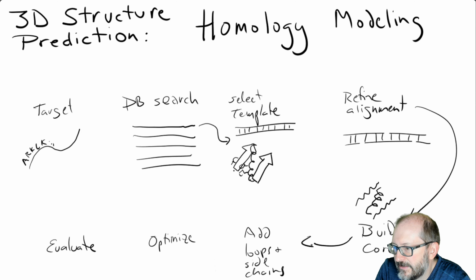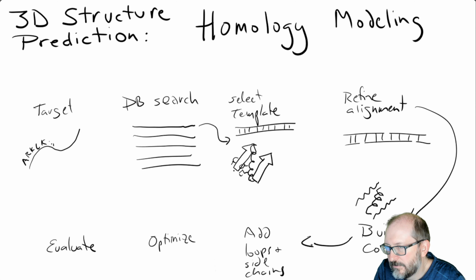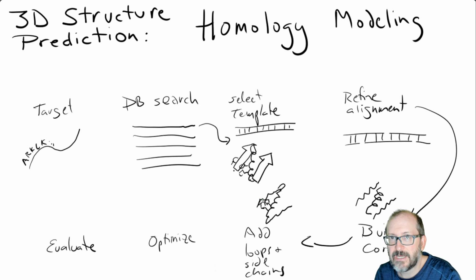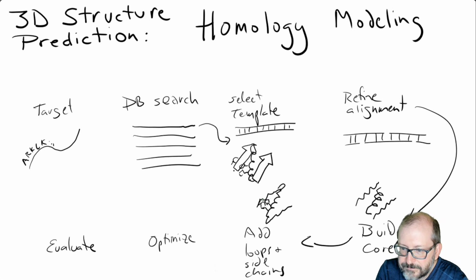And actually, these two steps, the loops and the side chains, are done with completely different methods. But anyway, like we say, we started out with this backbone only structure of the core, and we added these loops connecting these secondary structure elements, and then we started to build in our side chains. And there are unique challenges to both of these processes, and we'll talk about how we solve them.